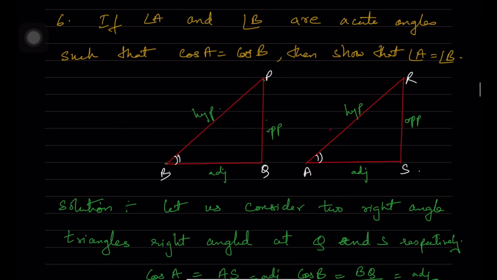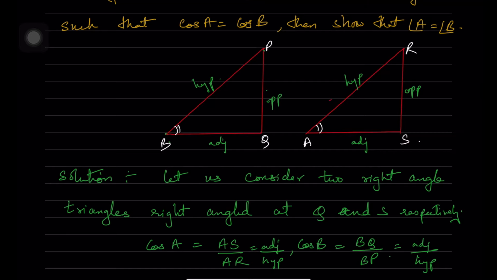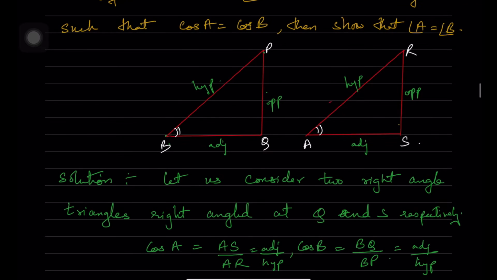Now the sixth problem: if angle A and angle B are acute angles such that cos A is equal to cos B, then show that angle A is equal to angle B. Here let us consider two right angle triangles, with right angles at Q and S respectively. Now cos A is equal to adjacent by hypotenuse, that is AS by AR, and cos B is the same thing, adjacent by hypotenuse, so it is BQ by BP.